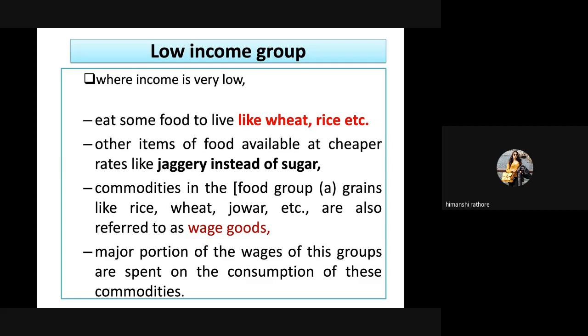Commodities like wheat and jowar are also referred to as wage goods, because you are totally dependent on these staple foods only. There are no protein rich products and no seasonal fruits and vegetables, because they are high in cost, so families couldn't afford such expensive products.